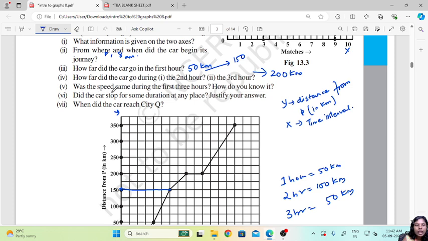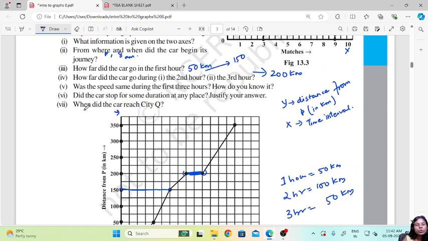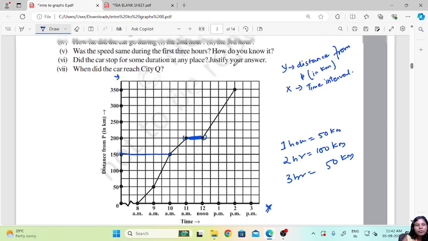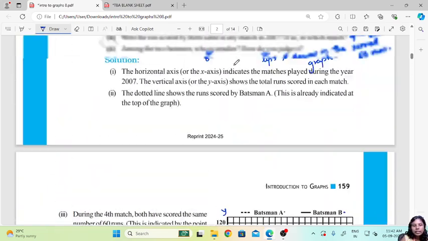Did the car stop for some duration at any place? Justify your answer. Yes, over here, see, from 11 to 12 it was at the same 200 kilometers, which means the graph is straight here, so there was a halt over here. So the car had stopped in between from 11 to 12. When did the car reach city Q? It reached here at 2 p.m. Okay, so like this we have to basically interpret any given line graph data.